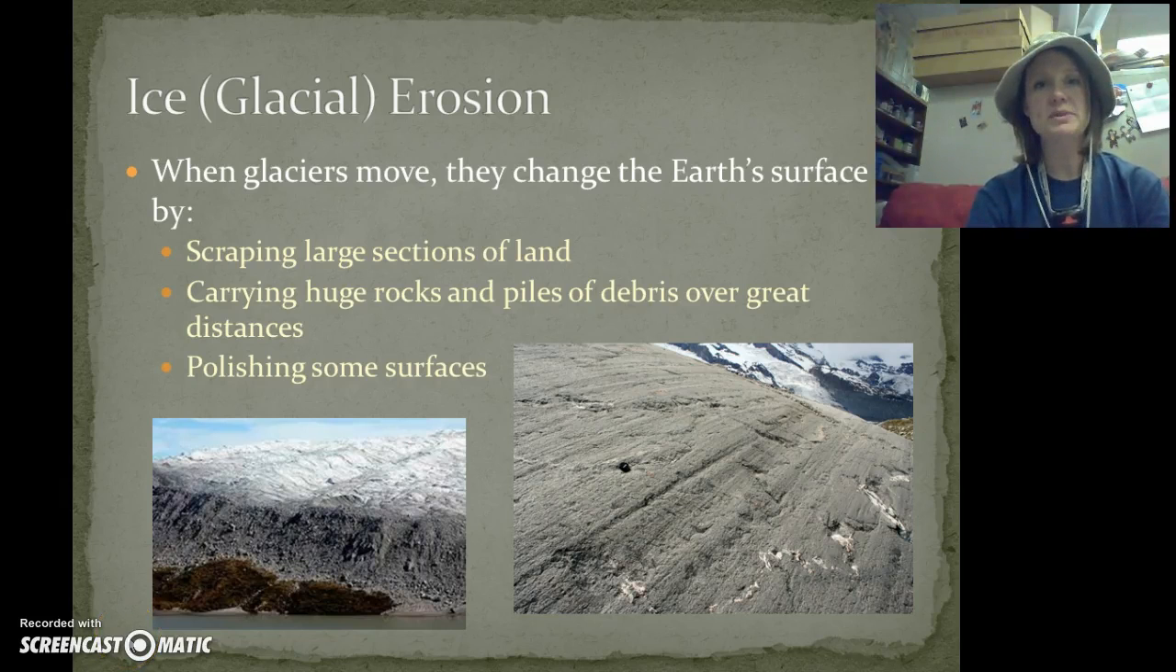All right, our last two types of erosion that we're going to look at are erosion by ice, which is done by glaciers, and erosion by gravity, which we also call mass movements. Glaciers are basically giant rivers of ice, and they move downhill just like a river, and they change Earth's surface as they move. They're going to scrape large sections of land, they'll pluck rocks, and push piles of debris over great distances.